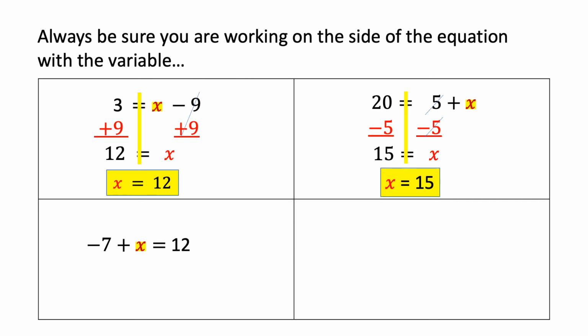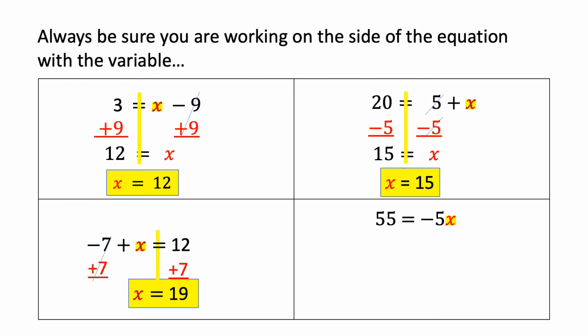Negative 7 plus x equals 12. Draw a line through your equal sign. This time the x is on the left side of the equation. It's adding a negative 7. To get rid of the negative 7, or to move the negative 7 away from x, we're going to add 7 to both sides. When we do that, we see that x equals 19.